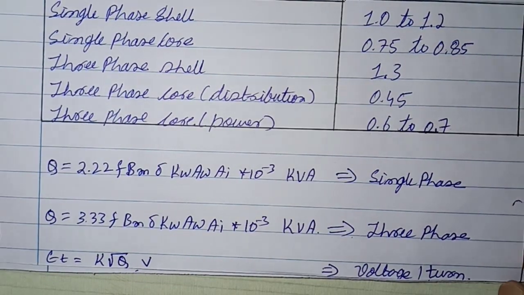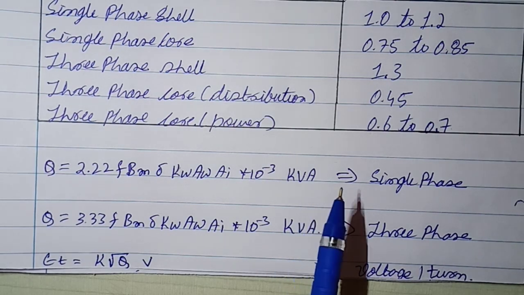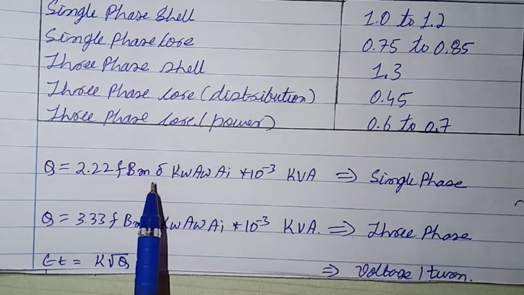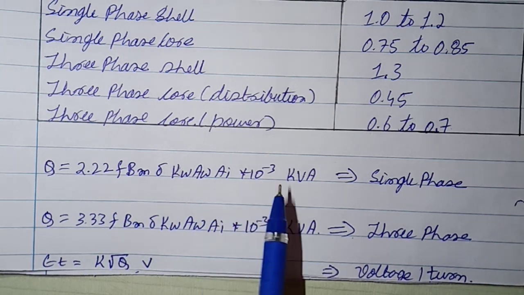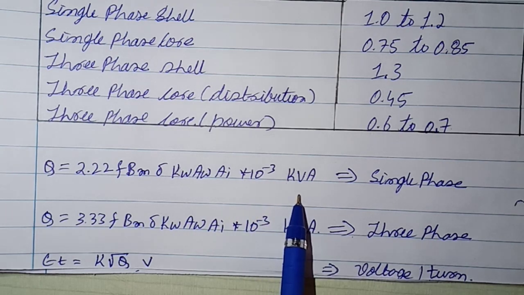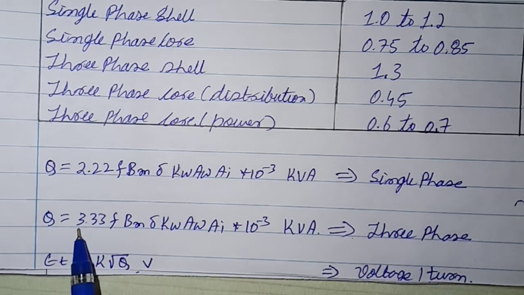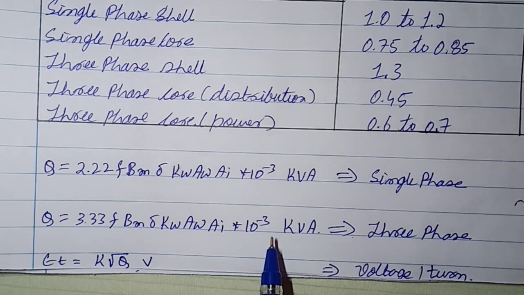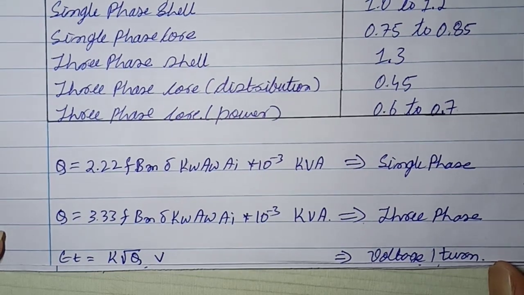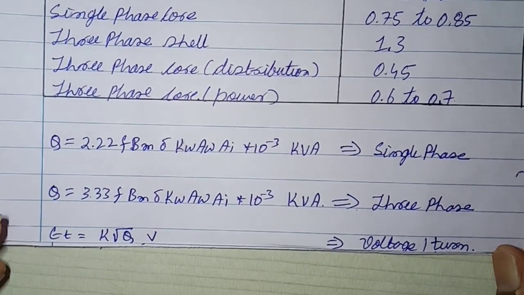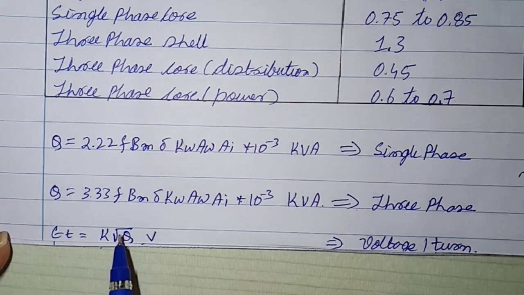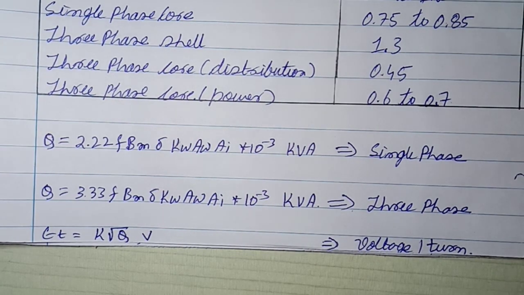Just to summarize the whole of this: for a single phase transformer, the output equation is 2.22 F Bm delta Kw Aw Ai into 10 raised to minus 3 kVA, and for a three phase transformer, 3.33 F Bm delta Kw Aw Ai into 10 raised to minus 3 kVA, and the equation for volt per turn Et is equal to K into root of Q. So these are the three equations. Okay, thank you.